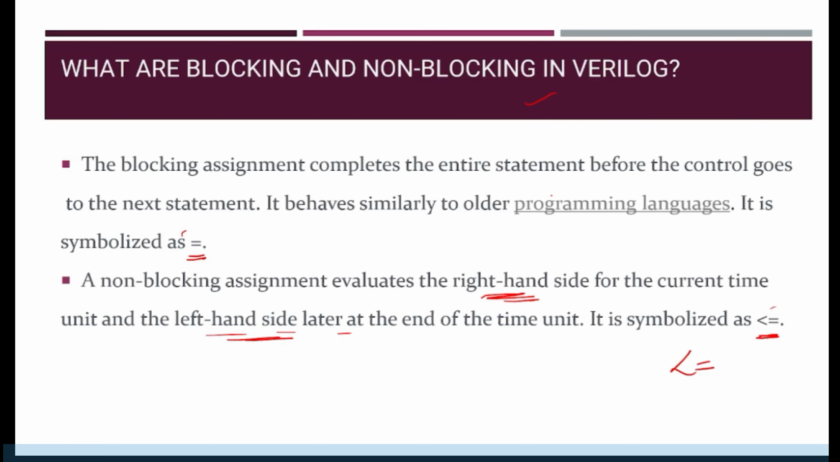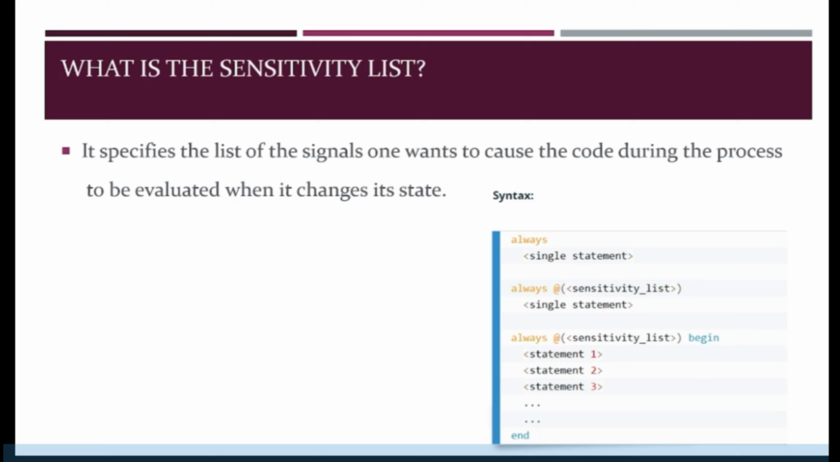Hope you got an idea on how to differentiate between blocking and non-blocking assignment, and what is the actual difference between blocking and non-blocking statements. So when you are asked in the interview, you have to explain it in this way: in non-blocking statement, until the current time unit all the right hand sides will be evaluated, and at the end of the time unit they will be assigned to the left hand side. So that is the main difference between blocking and non-blocking statement.